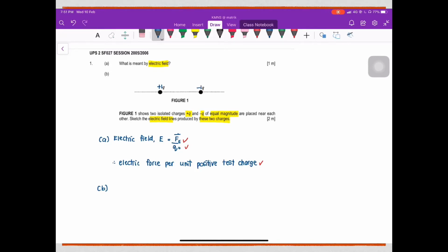So what happens if the charges of different sign attract each other? How can we sketch the lines? The lines must be minimum 2. Let's say if I want to draw 4, it is okay. Then the arrow must be from positive to negative.